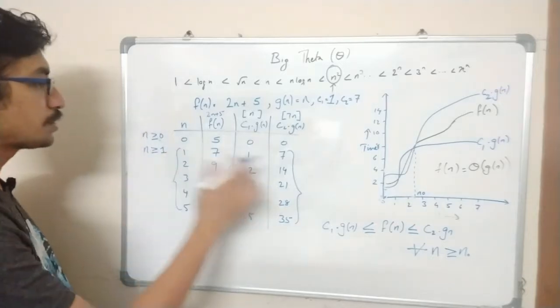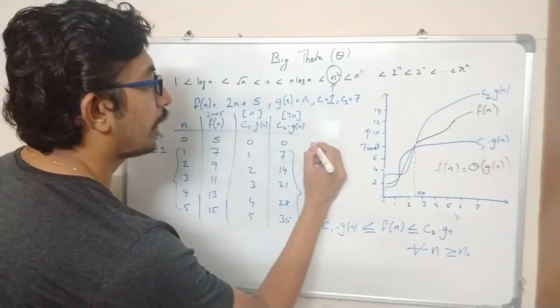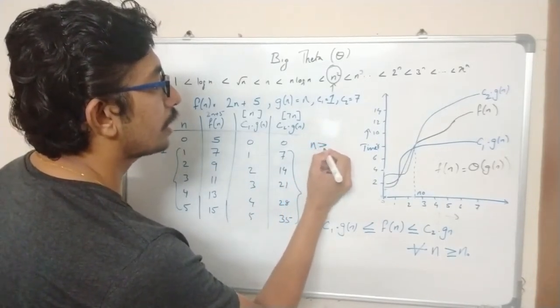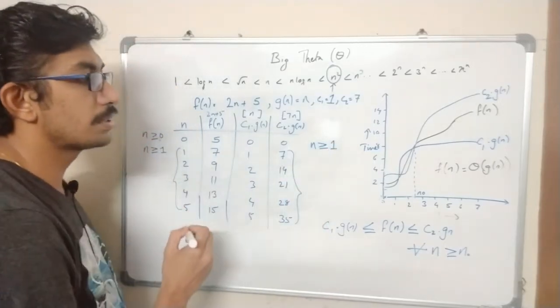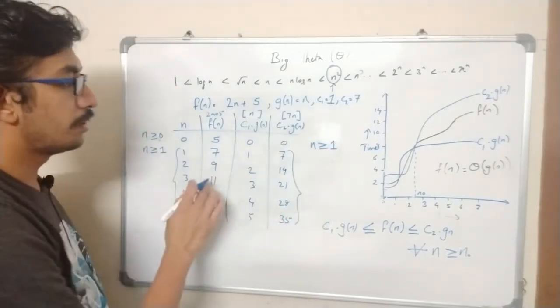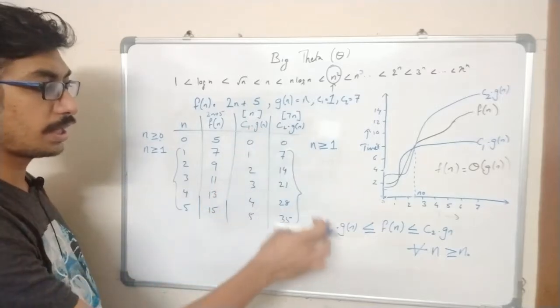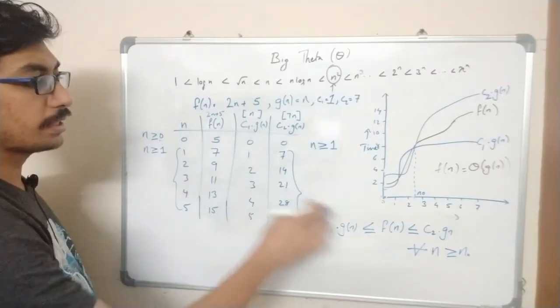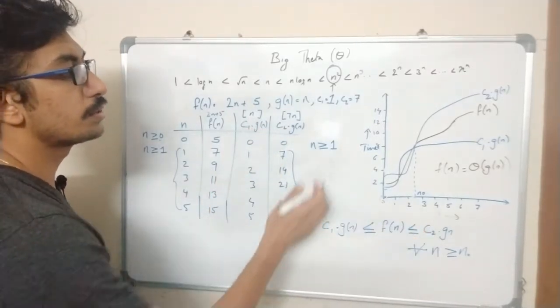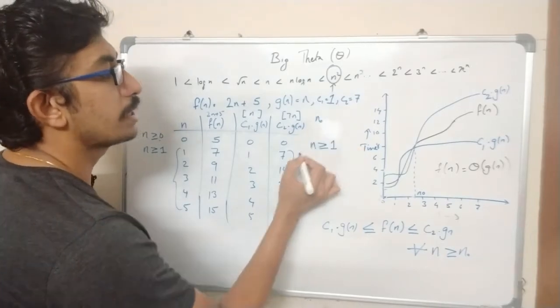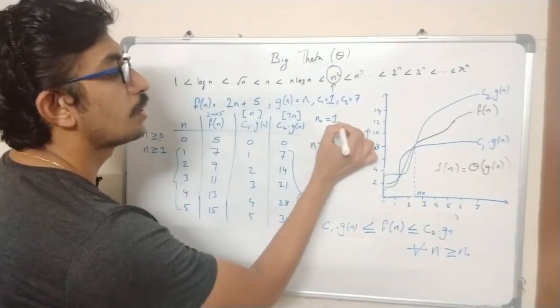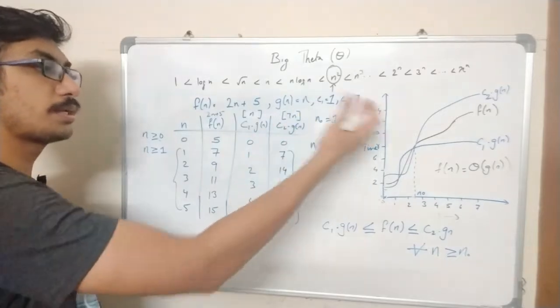Okay, so I can say that for a value n greater than or equal to 1 onwards, c1 into g of n is less than or equal to f of n, and f of n is less than or equal to c2 into g of n. So I can take an n0 value as 1. I can take 2 also.